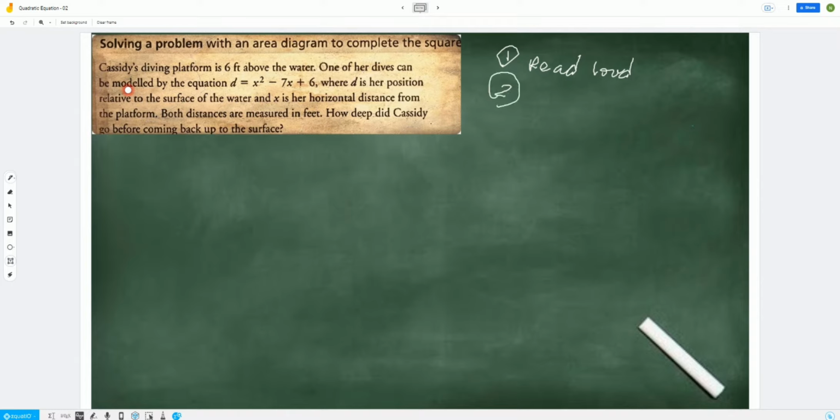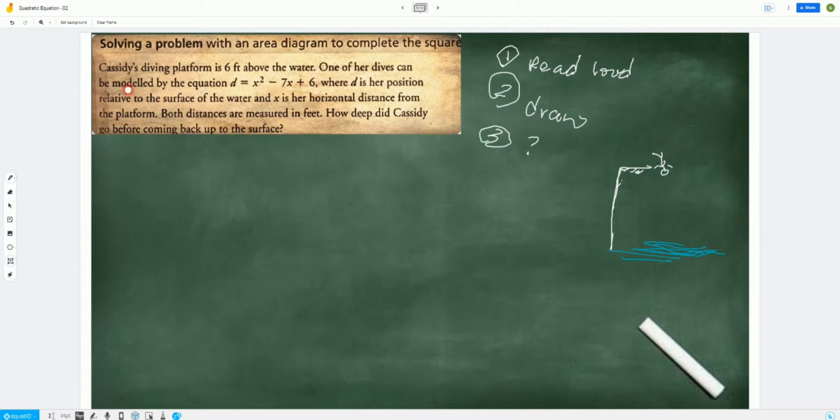After we read, we know the basic idea of this question. Second, we can draw a picture, roughly. The diving platform is 6 feet above the water, so we can draw some water somewhere here. Then the platform should be above the water. For example, this is the platform, and this is a person diving. Okay, so we drew the picture.